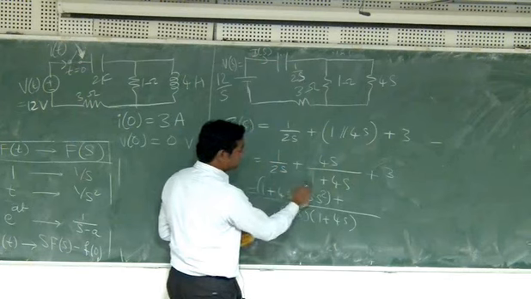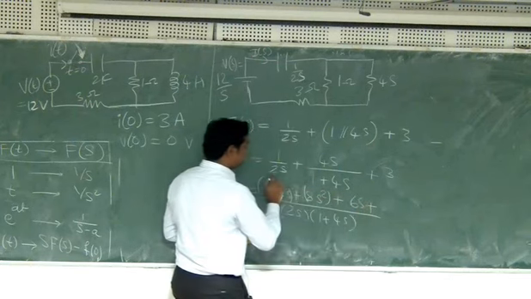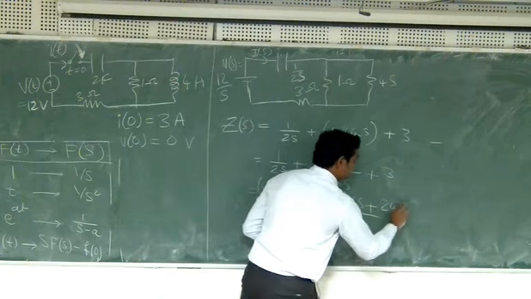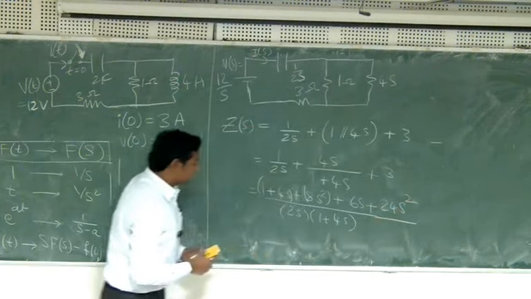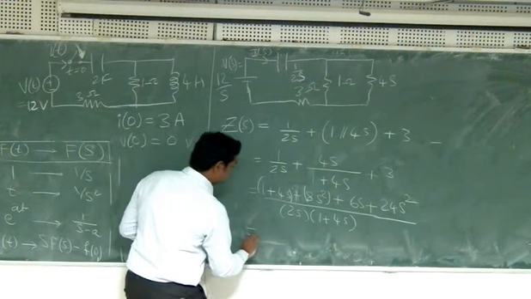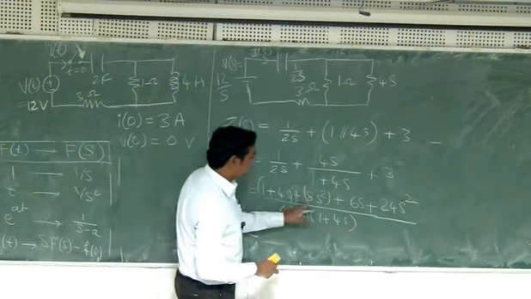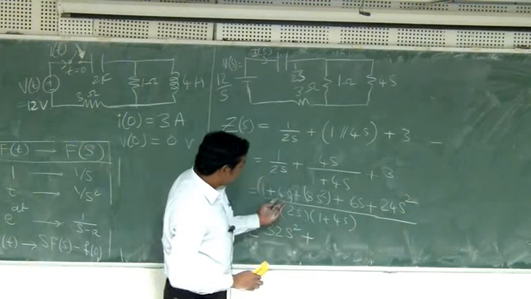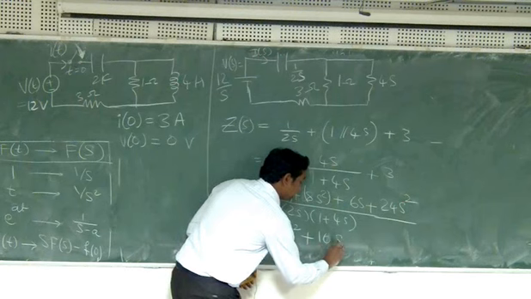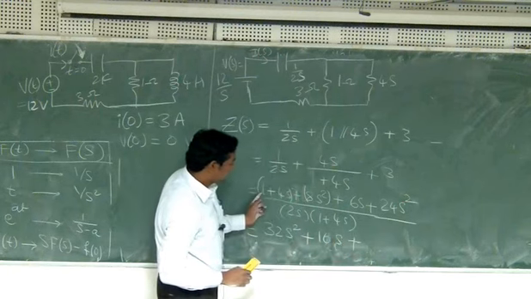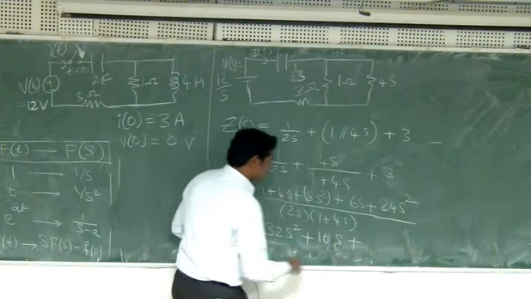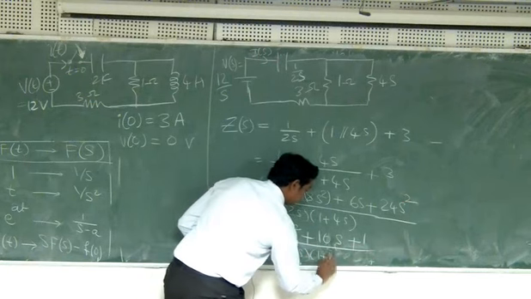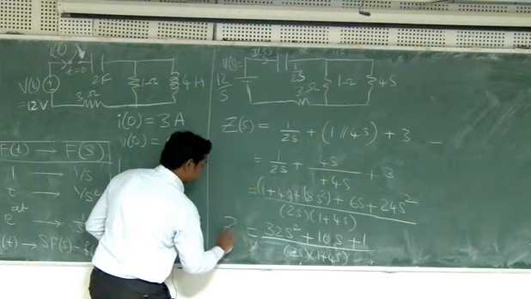So 6S, then this into this, so 8S square into 3, 24S square. So I'm getting it like this, and I can further simplify. 8 plus 24, 32S square, plus 4 plus 6, 10S, plus 1. That's all. So 1 divided by this, I'll keep it 2S, 1 plus 4S. So this is my impedance Z of S.